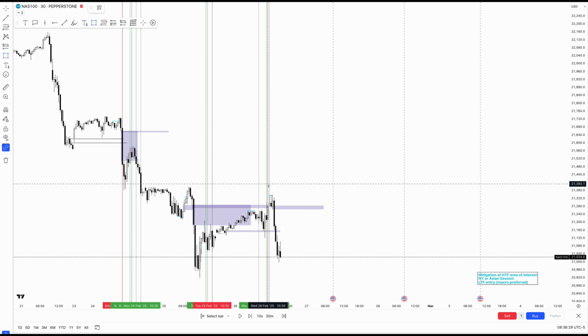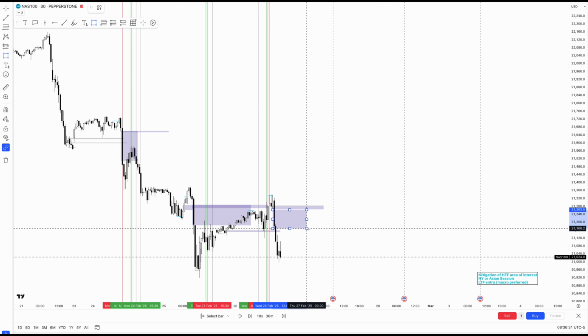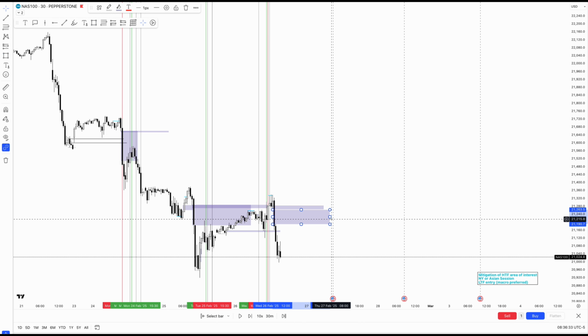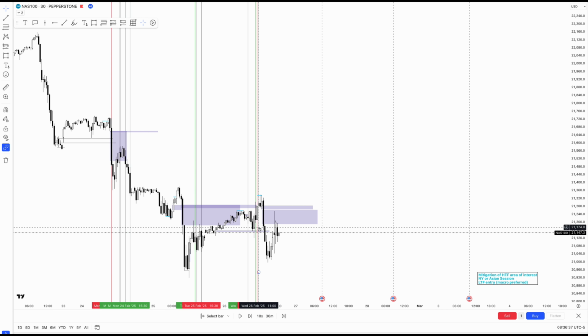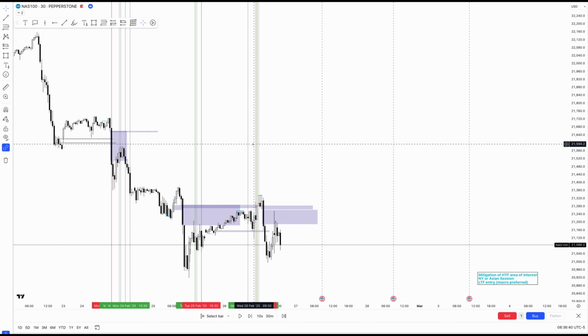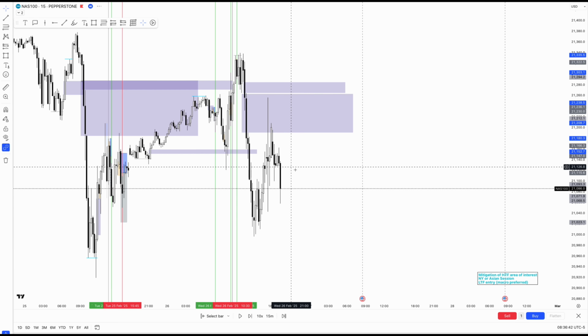Yeah, we'll let it play out. Okay, it returns to that area right towards session end. That's at least in the 15 minutes. Let's see.